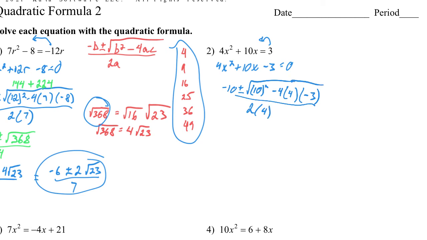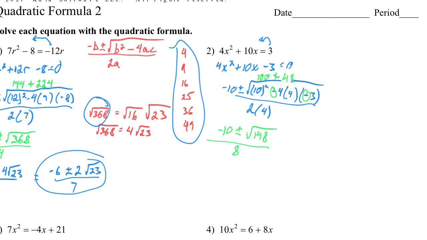And now I'm just going to evaluate the stuff inside the square root. So 10 squared is 100, 4 times 4 is 16, and then multiply that by 3, I'm going to get 48. So there's a double negative. Right? There's a negative on the 4, negative on the 3, so it's going to become a positive 48. So 100 plus 48 gives me the square root of 148. Plus or minus, I'm just bringing everything else down: negative 10 in the front, 2 times 4 on the bottom, so 8.